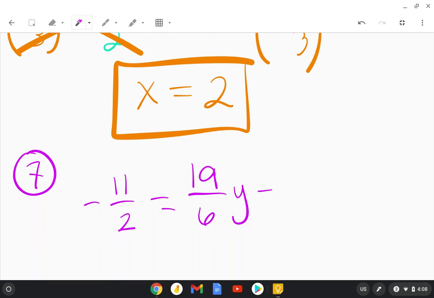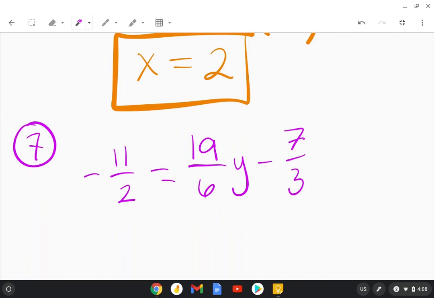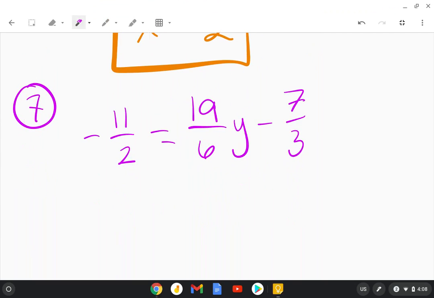Minus 7/3. All right. Actually, what's interesting about this one is it's already set up for you. You don't need to move the y. You can just move this 7/3 across. I'm going to add 7/3 to both sides. So that's going to cancel. I'm going to add 7/3 over here.